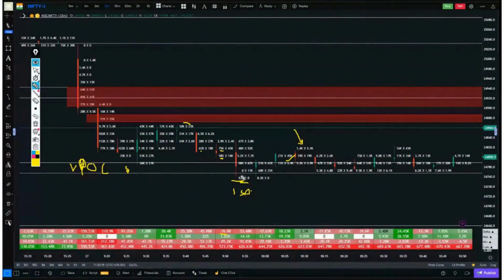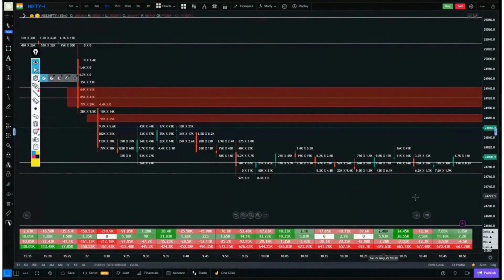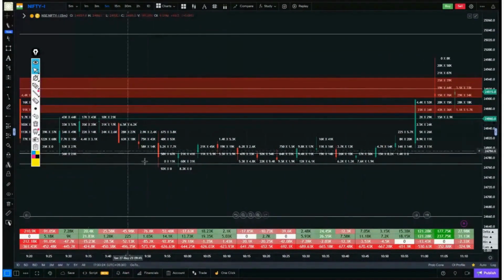Now look at the pullback. Even this selling zone has been broken. This also got broken, that also got broken, and somewhere here, the market got stuck again ahead. Okay. But what was the biggest order here? One got absorbed, and the main thing is that this is a very important support zone. Okay.